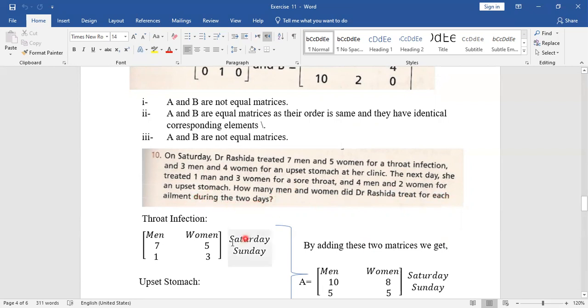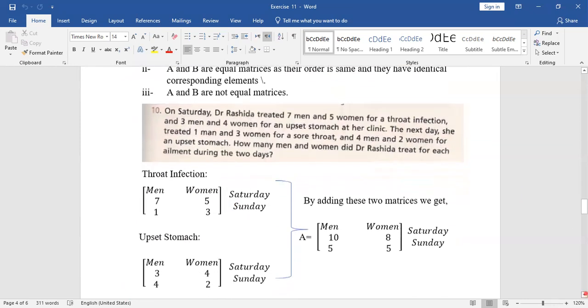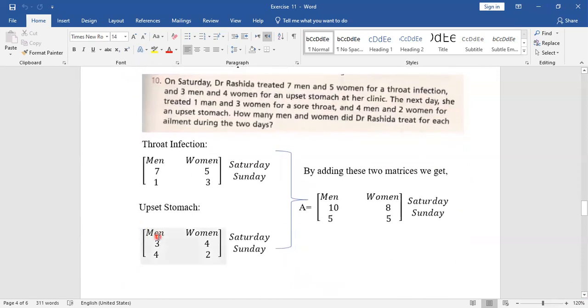Now there are 2 types of ailments. One is throat infection, other is stomach upset. So we have different data for the throat infection. We have the different data for the upset stomach. What we will do, first we will write the throat infection and we will write men on the top and women on the second column top. Then write the numbers on Saturday and Sunday. Come to the next ailment. Next is the upset stomach. Same, you have to follow the same order, men and women.